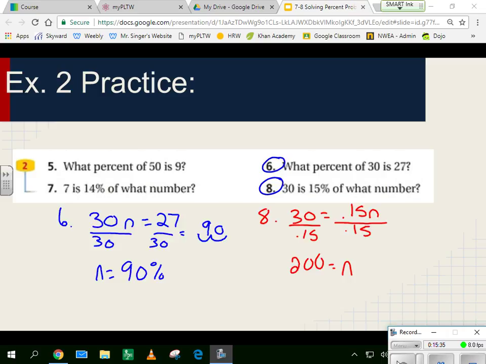All right, so my answers are 90% and 200 for 8. So for number 6, when I divided 27 by 30, I actually ended up with an answer of 0.9. But since I knew I was looking for a percent, I knew I had to take that decimal point and move it once, twice. And then I had to put a 0 in that placeholder. That's how I got 90%. Now, if you did the proportion method, you should have gotten the same answers no matter what.